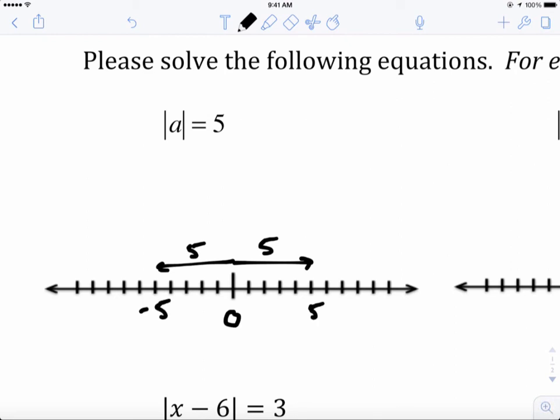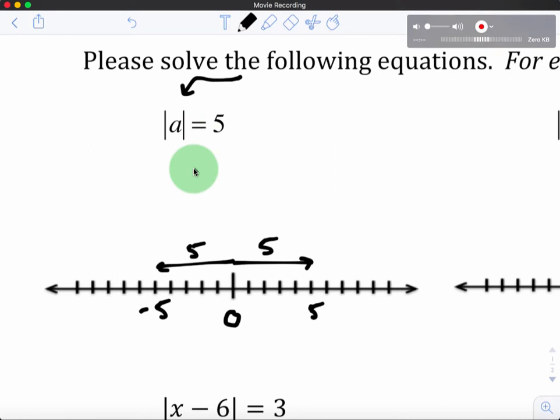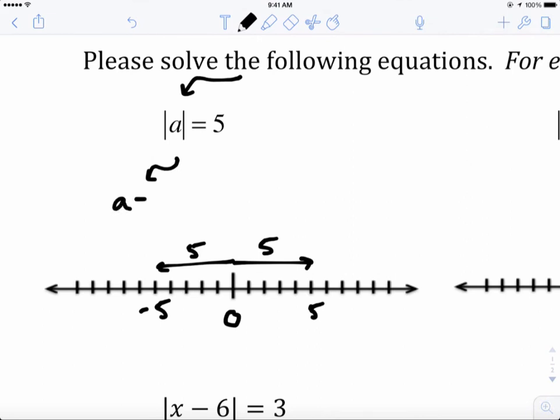And if you think about it, if I were to substitute either of those numbers in for our variable a, we get a true statement. So in this case, we have two solutions to this statement. I could say that either a equals negative 5 or a equals 5. And this is just by intuition. That's it. Let's take a look at our next example.